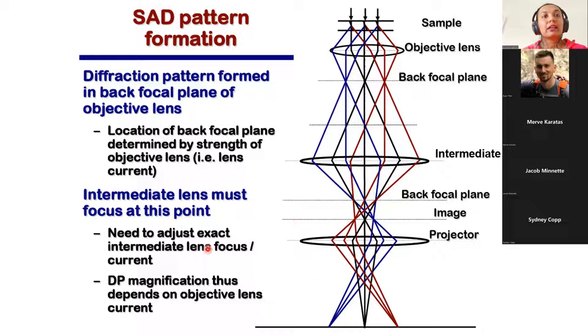So we are trying to say here that we need to adjust the exact intermediate lens focus or current. And once we are able to do that, we would be able to know what the magnification of a diffraction pattern is, because that magnification of the diffraction pattern is actually giving us all the information.